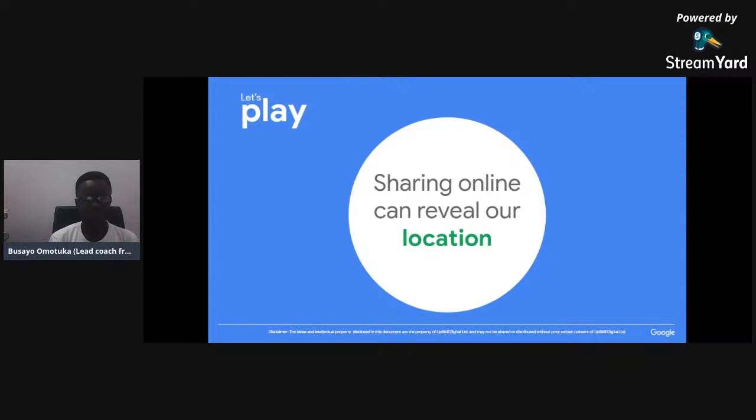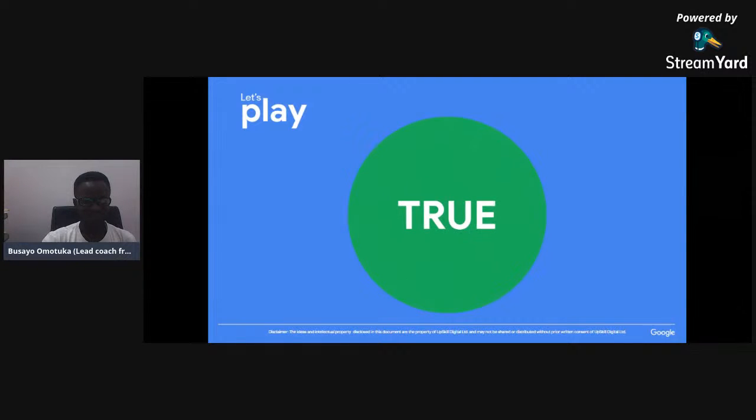So when you share online, can you actually reveal your location? For example, if I'm a kid and I share something on the internet, without revealing my location, without making people know where I'm staying. I would like us to drop our answer, or what we think, in the comment box. So let's look at this together. Actually, it's true.